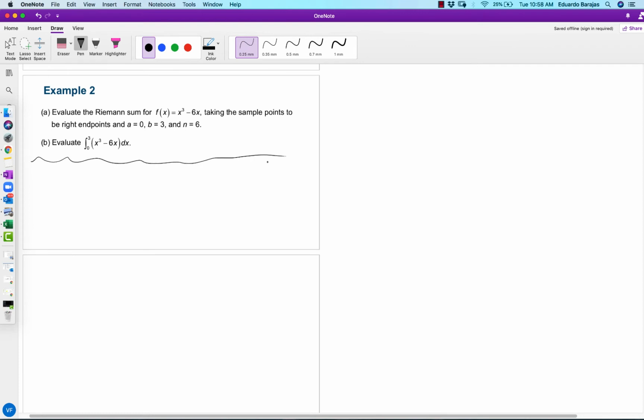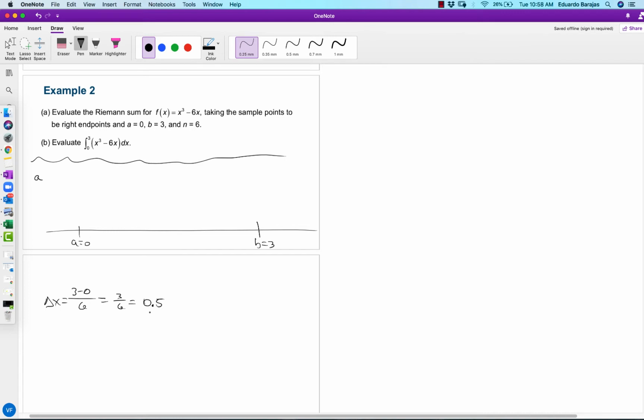Okay, so for part A, we're going to start off by taking our segment where a goes from 0 to 3. So here's our line segment. Here's a equal to 0, and then b equal to 3. I'm going to break up our domain, so we have to think about our delta x value. Our delta x value is equal to 3 minus 0 divided by n. And in this case, n was 6, so it's going to be 3 over 6, which is equal to 0.5, 1/2.